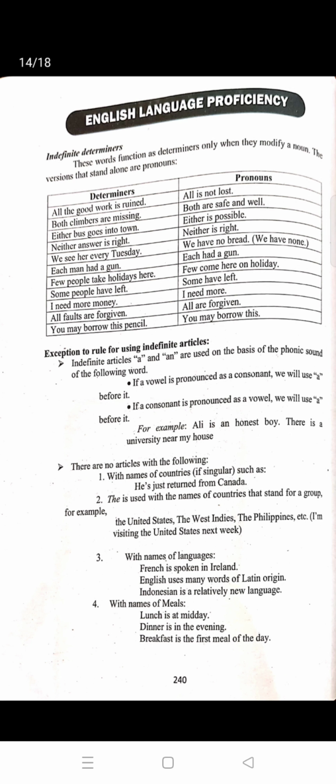So, we also have here indefinite determiners. These words function as determiners only when they modify a noun. The versions that stand alone are pronouns. All the good work is ruined. Both climbers are missing. Both refers to climbers. Either bus goes into town, so they are signaling bus. Neither answer is right, so referring to answer. We see her every Tuesday. Each man had a gun. Each is signaling the occurrence of man.